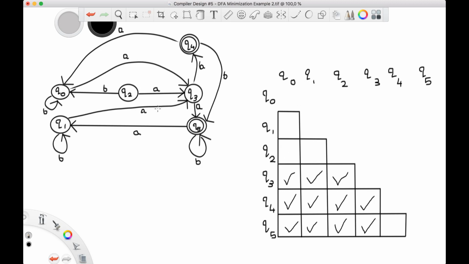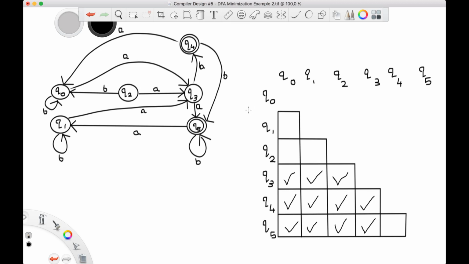And it's the exact same situation for Q1, Q2, because a B from Q2 leads to Q0, a B from Q1 leads to itself, Q0, Q1 is not checked, and an A from both of them once again leads to Q3, which means these aren't going to be checked.